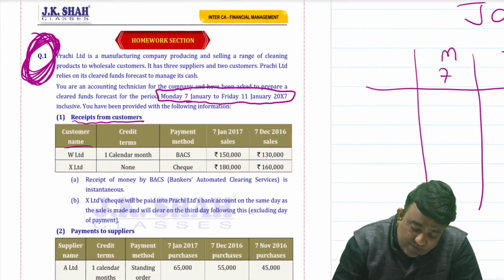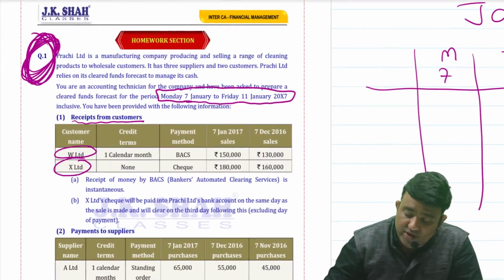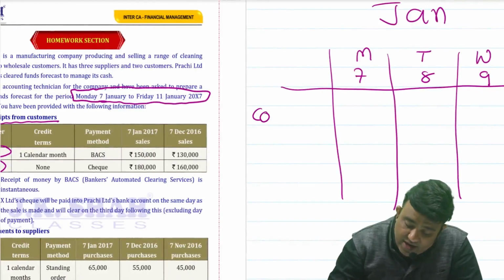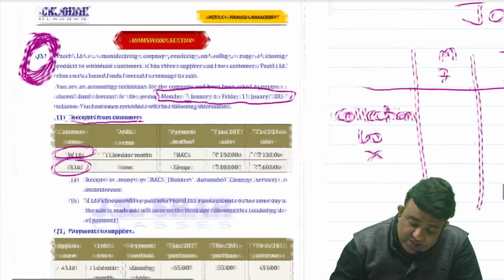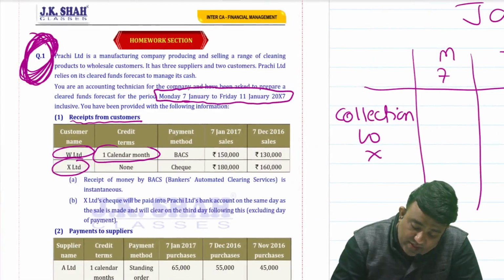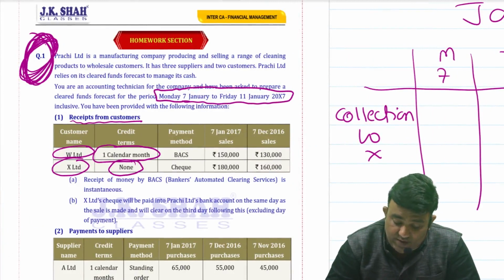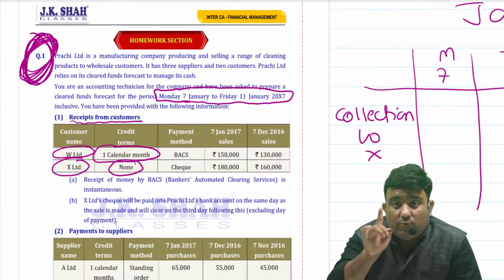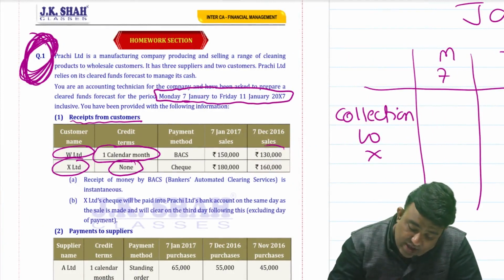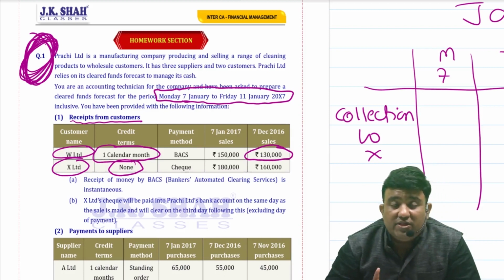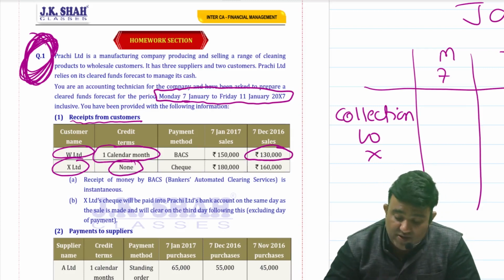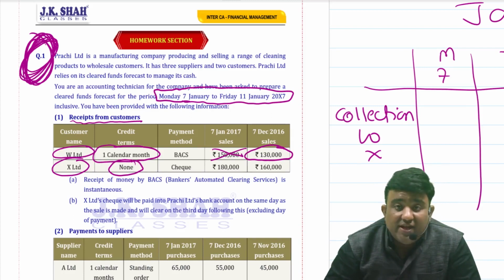Receipt from customer. Students, we are talking about collection from WNX. So here it will be collection from debtors for WNX. Check out the terms. It's a 1 month credit and no credit. Meaning, when you are talking about the month of January, students, if I talk of 1 month credit, which sales are you targeting? Obviously I will be targeting December sales, because that December sales will be collected in the month of January. This will be useless because January sales will be collected in the month of February.